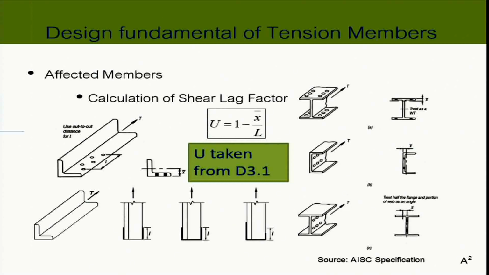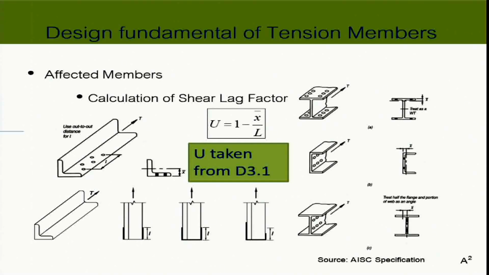Okay? So now, the formula for calculating shear lag is pretty simple. It's just U equals 1 minus x bar over L. x bar is generally the distance that the force has to go or travel. In this case, as I just drew, the force is here at the centroid.